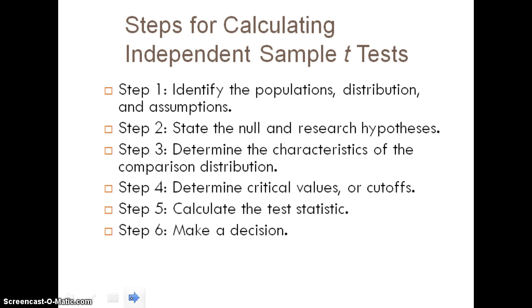You'll see that the same 6 steps of hypothesis testing are used here. We identify the populations, distribution, and assumptions. We've already talked about the distribution as being a distribution of differences between means. We know that the two populations correspond to our two different samples, our manipulation of the independent variable. And we'll talk a little bit about those assumptions, which are basically the same as what we've been assuming all along. But we'll get to that as well.